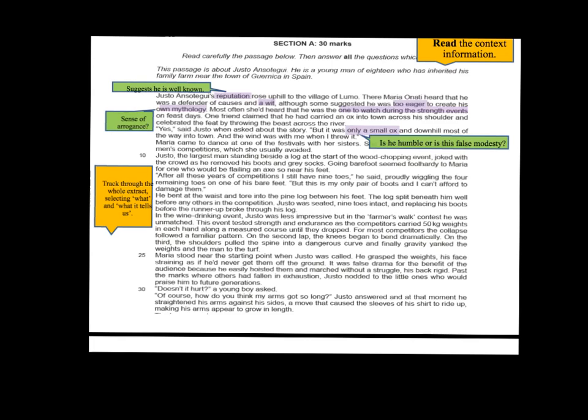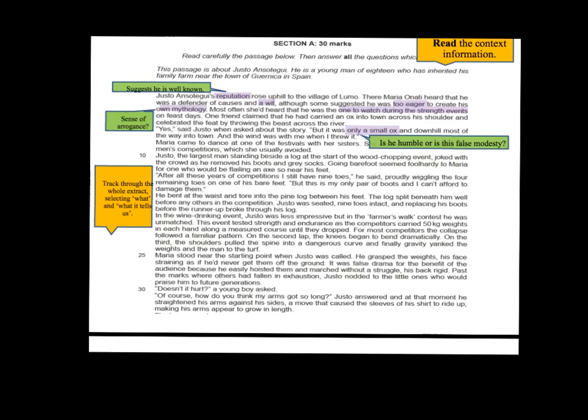So it is important that you read that contextual information, because it gives you more understanding of what you're about to read. So let's look at the first part of this comprehension.